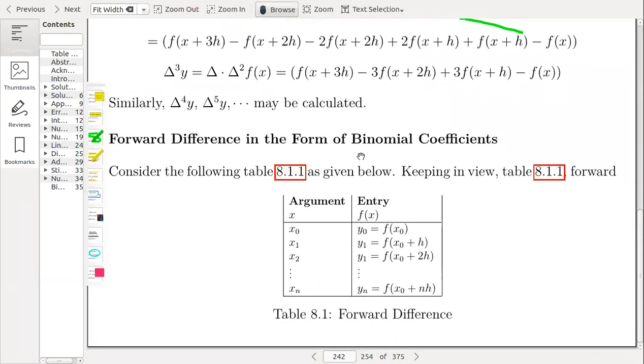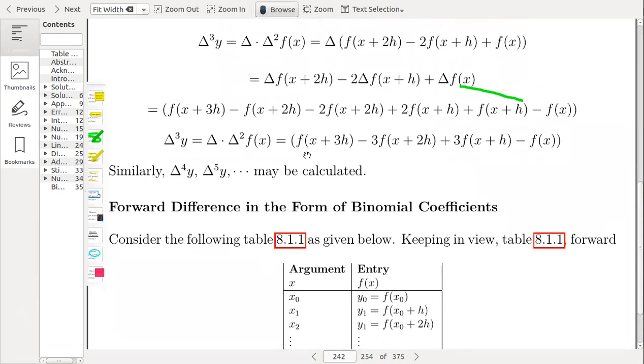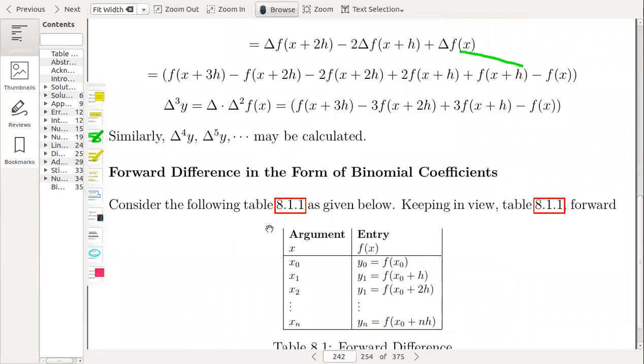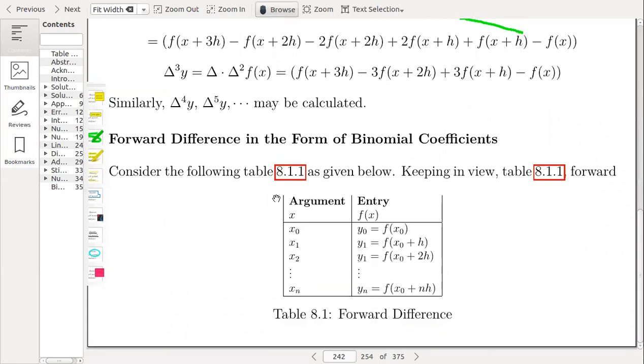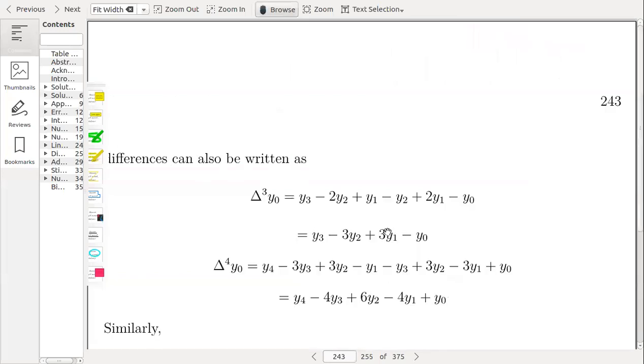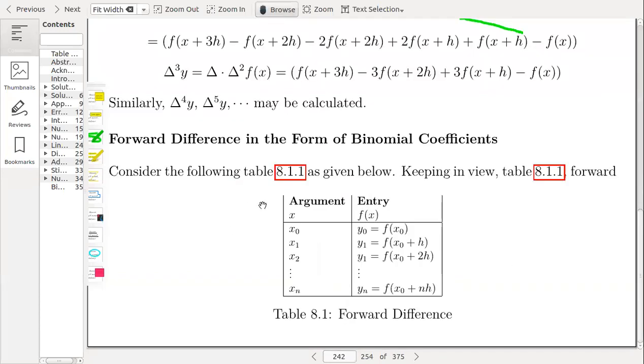Forward difference in the form of binomial coefficients. So this forward difference can be written in the form of binomial coefficients. How? Consider the following table as given below, keeping in view table 811. So forward differences can also be written as follows.